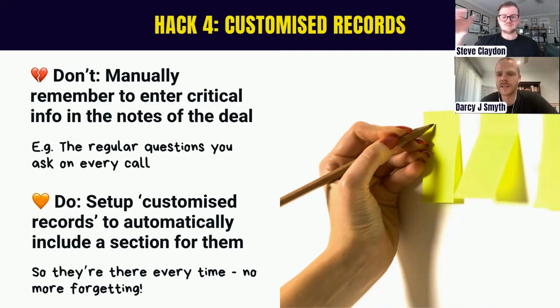So we make sure that we enter that as a customized record on any deal overall. Other people may have a different discovery process or a different set of questions that they ask or whatever it may be. So that would be key. But do instead set up customized records to automatically include a section for them.